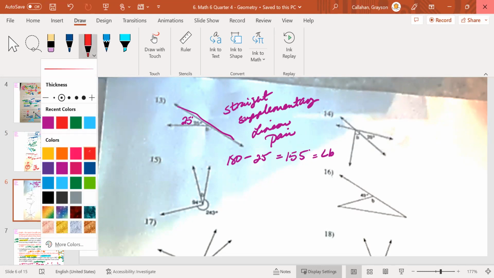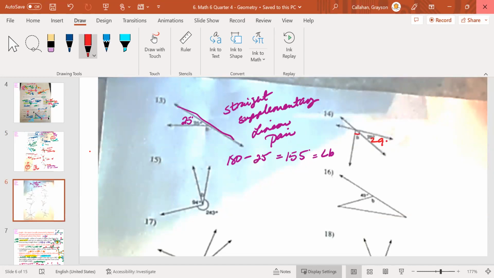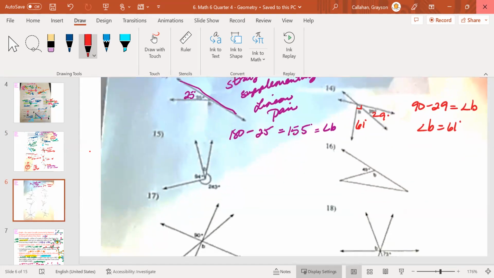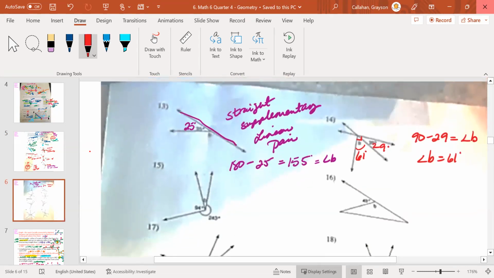14, I think this is 29 degrees. This is a right angle, so 90 degrees minus 29 is going to give you angle B. So in this case, this is going to give you 61 degrees. And that makes sense because 61 degrees is acute, and that looks smaller than 90. Just like for number 13, B is 155, which means it is obtuse, and this is acute.